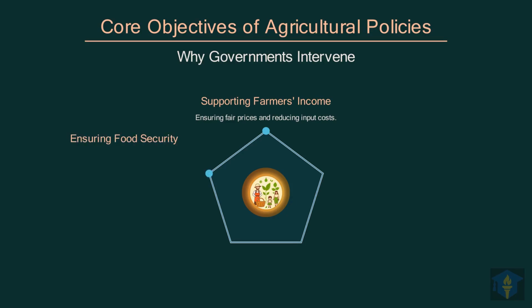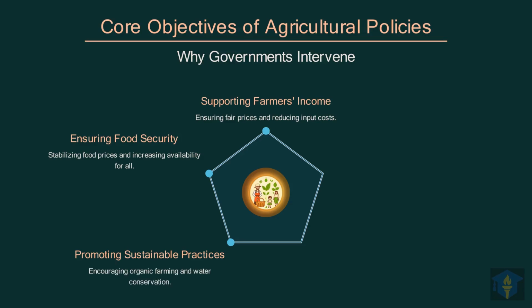Ensuring food security is another critical objective for governments worldwide. This means stabilizing food prices and increasing availability for all citizens. Promoting sustainable practices has become increasingly important in modern agriculture. This includes encouraging organic farming methods and water conservation techniques.